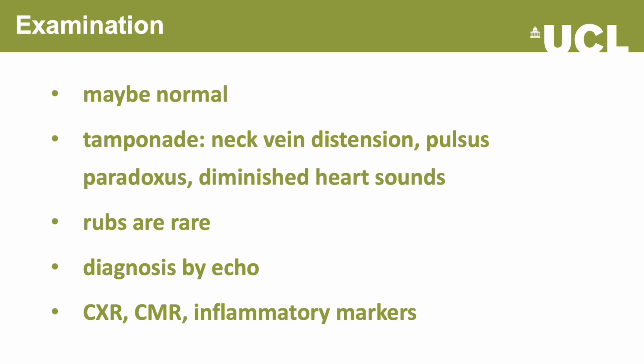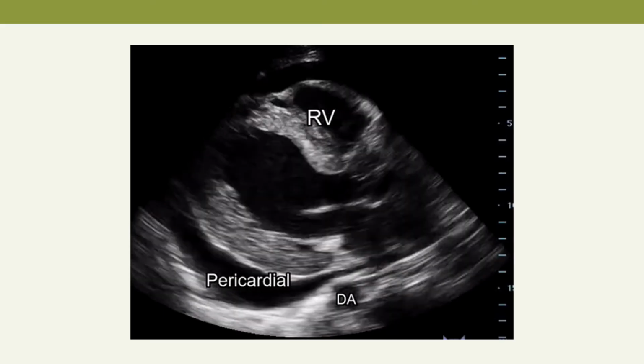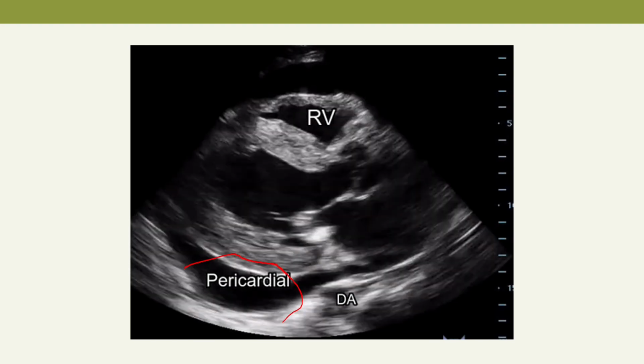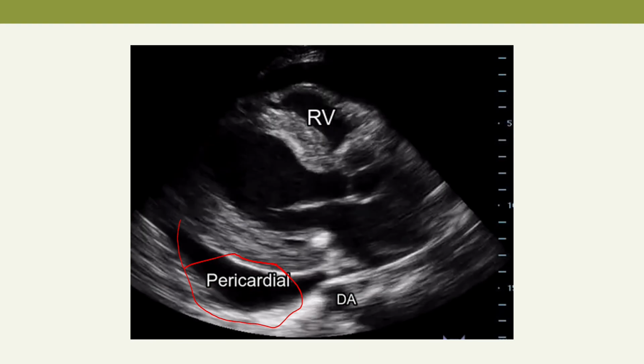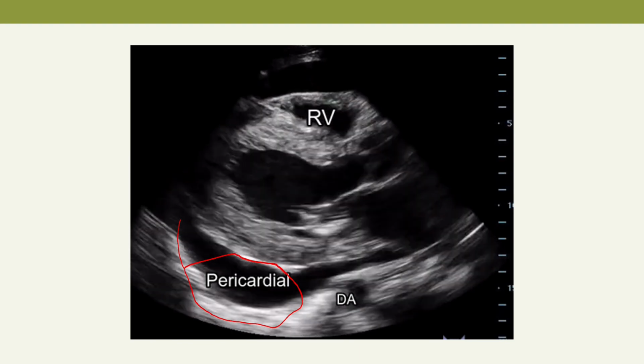In tamponade, remember you're listening out for diminished heart sounds, pulsus paradoxus, and neck vein distension. Pericardial rubs are relatively rare, and diagnosis is with echo. Chest X-ray, cardiac MR, and inflammatory markers should be performed. If you have a look at this image here, where the black fluid is, you have evidence of pericardial effusion.